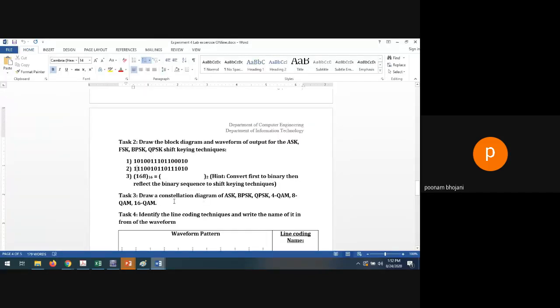So in task 3, they ask for the constellation diagram for ASK. See, some of them are already given. Only I think 8QAM is not given. But if you understand 4QAM and 16QAM, you will be able to draw 8QAM easily.